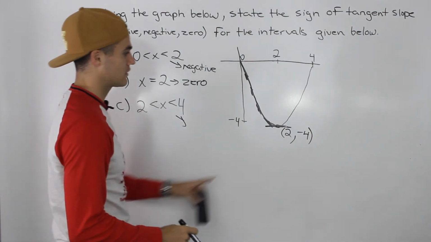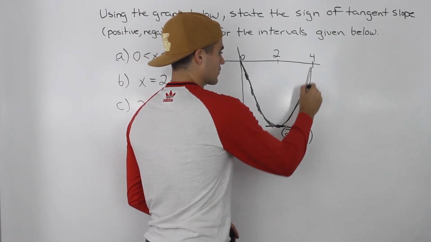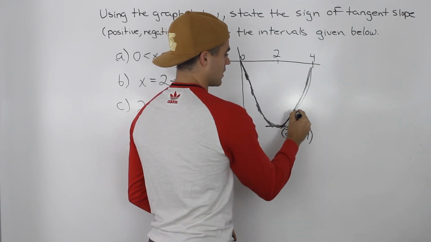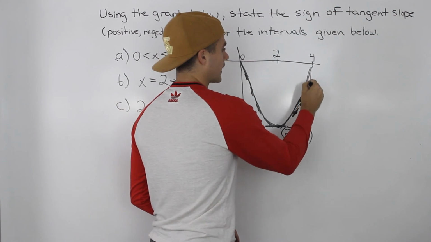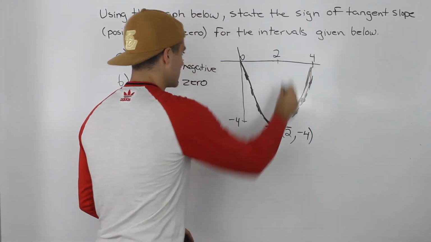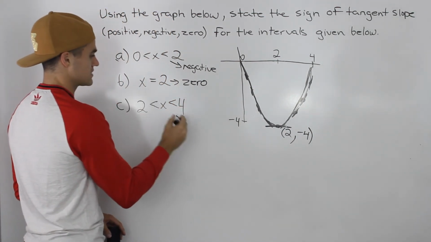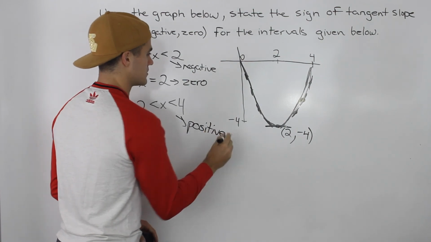And then what about the interval 2 to 4? So this portion of the graph here. Well, if we draw a tangent anywhere on that interval, it's going to be what? Positive slope, right? Because the function is increasing. So for this interval here, slope of the tangent is positive.